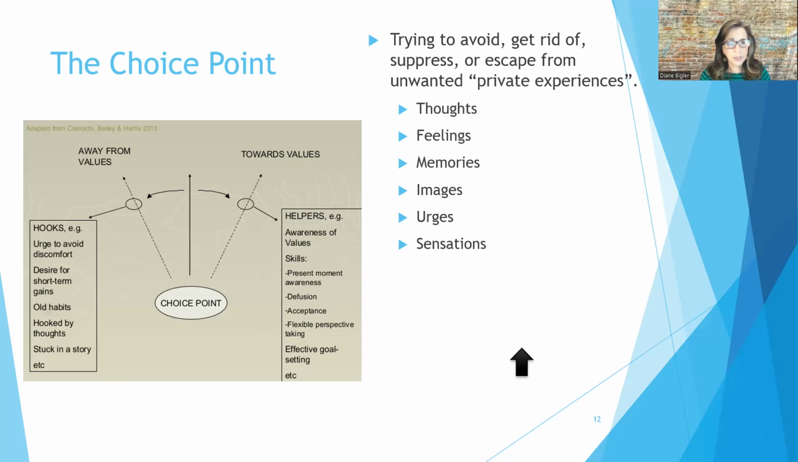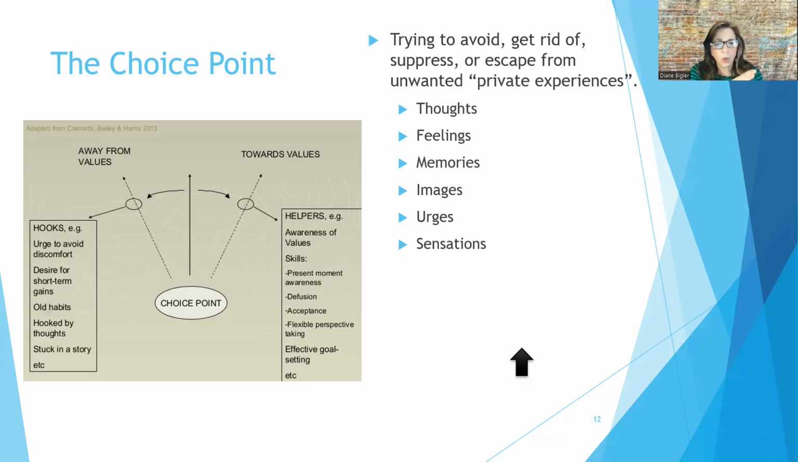Old habits. So you, again, think of substance use, old habits, old neighborhoods, old patterns, old friends. A lot of times in addiction, you really have to cut a lot of that out of your life, right? And really design kind of this new life. Hooked by thoughts, we talked about that earlier. Stuck in a story, so like a tape loop, a story from your past. So all these different examples of hooks. That's one example of a choice point.